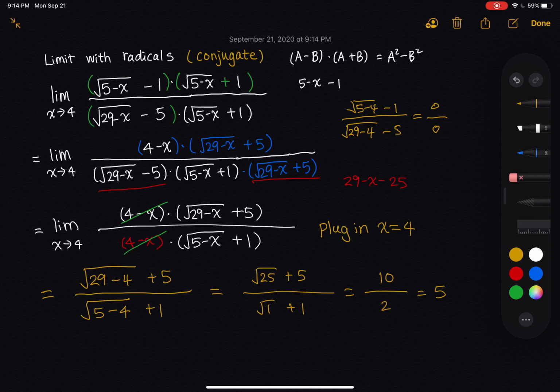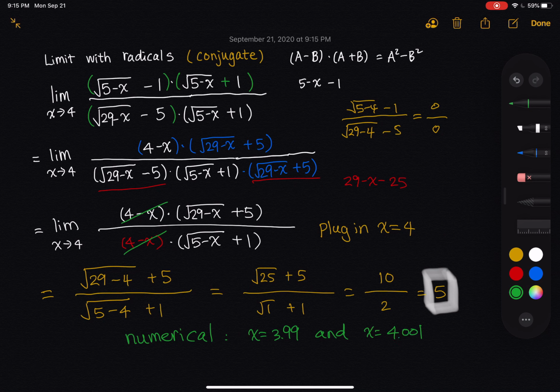Now, in general, you may want to check your answer. If you have no idea how to get it analytically, at least you can try a numerical approach. Plug in x equals 3.99 using a calculator, and also try x equals 4.001. Your answer will be approximately 5. That gives you a hint that this limit approaches 5, even if you couldn't solve it analytically.